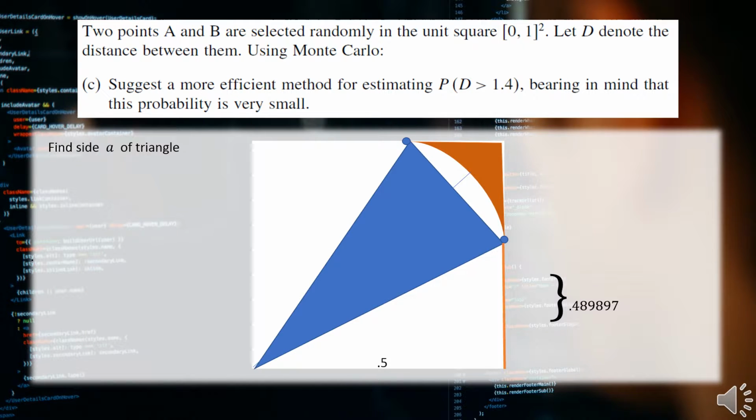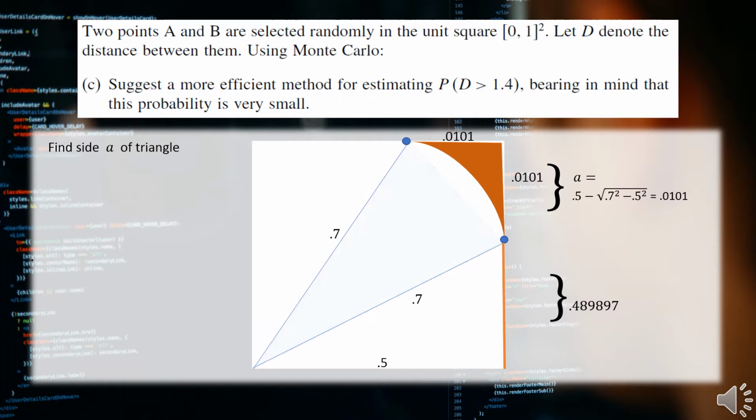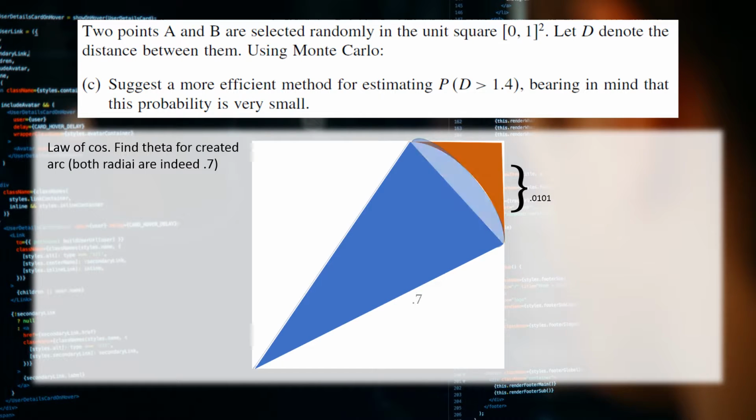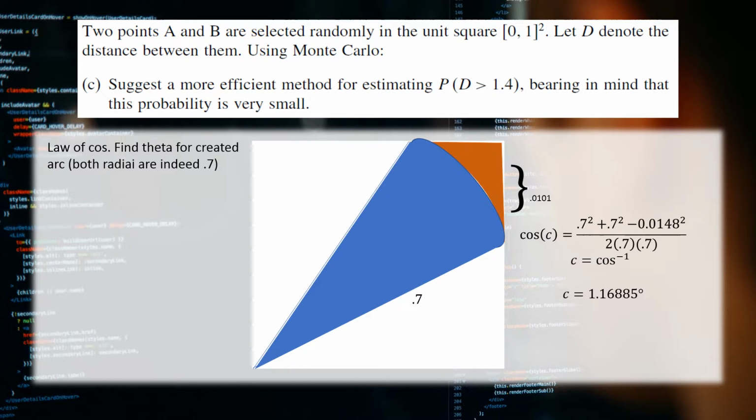Using the Pythagorean theorem and the distance between the center of the square to the corner of the section that we want points to fall in, we can find some of the different distances and lengths of triangles and the sector. From there, we're going to calculate different areas. So our next step is to find the theta of our arc that we're creating with 0.7, or half of 1.4, in this sector, and we use the law of cosines to do this based off of the dimensions that we determine, and we find that our angle is a little bit over 1 degree.